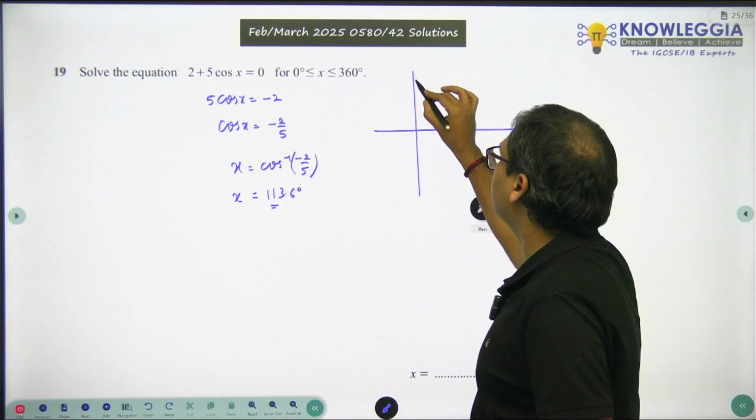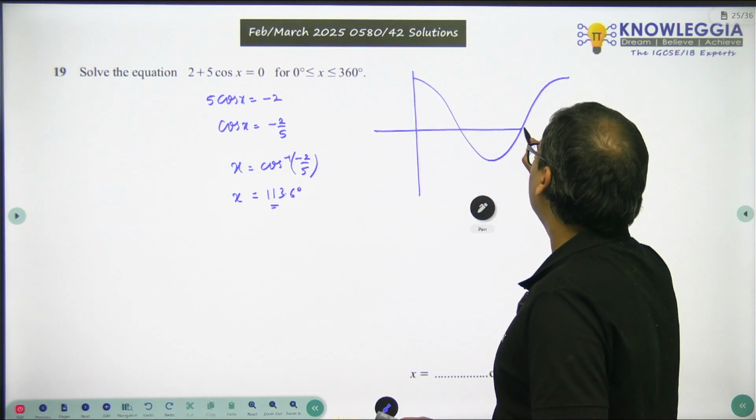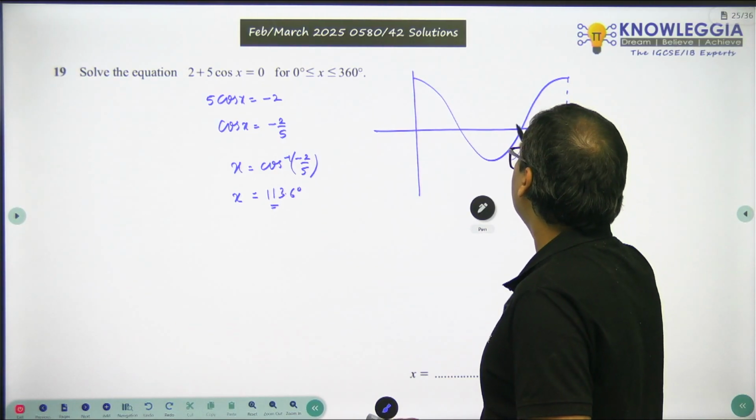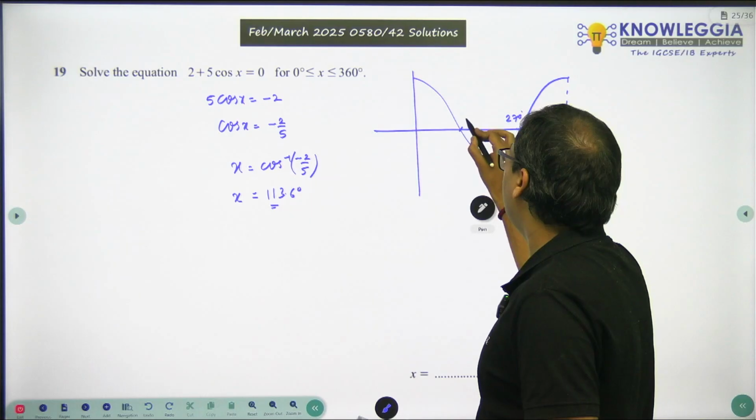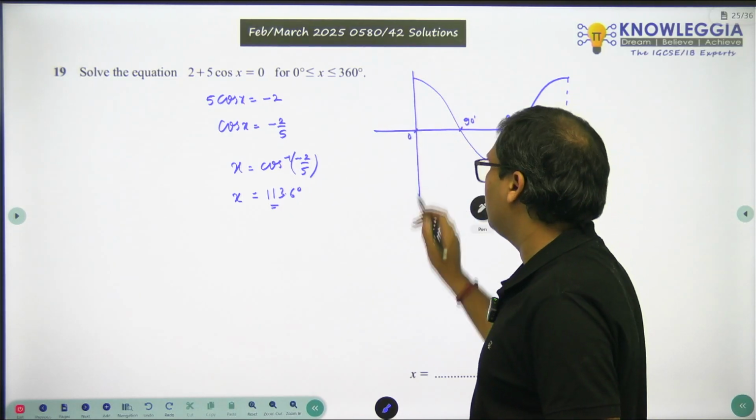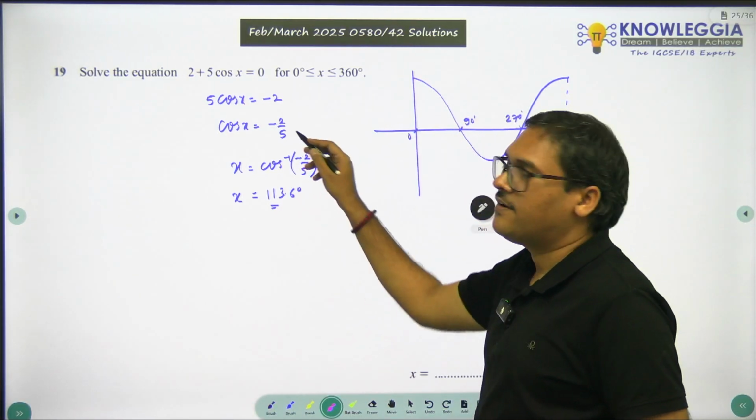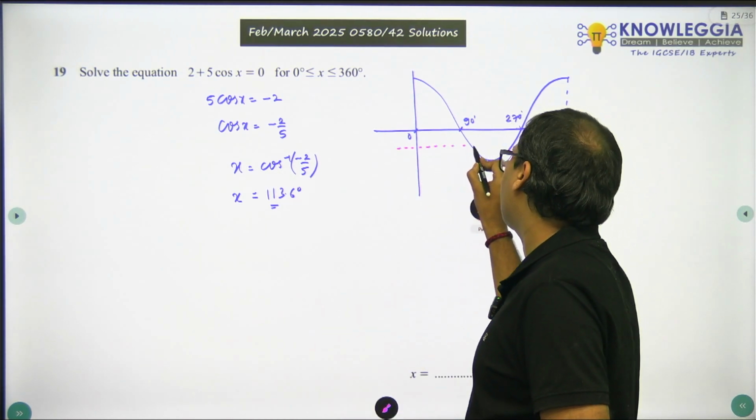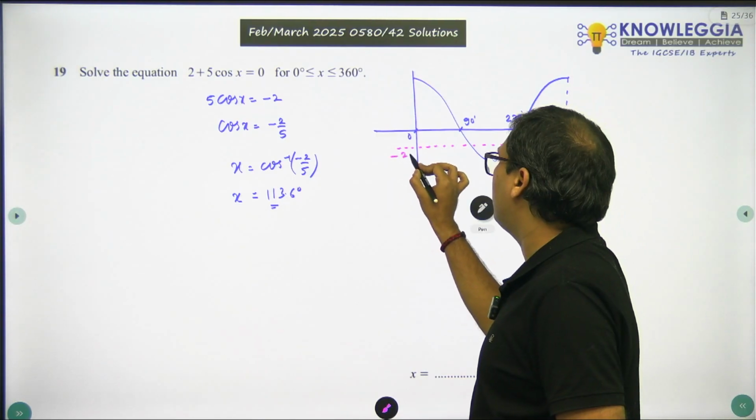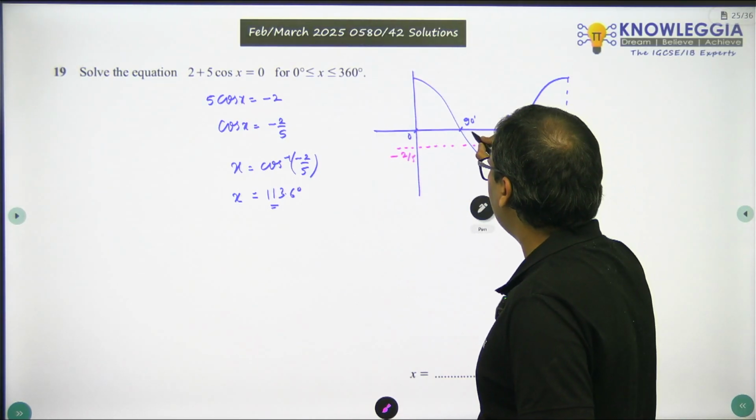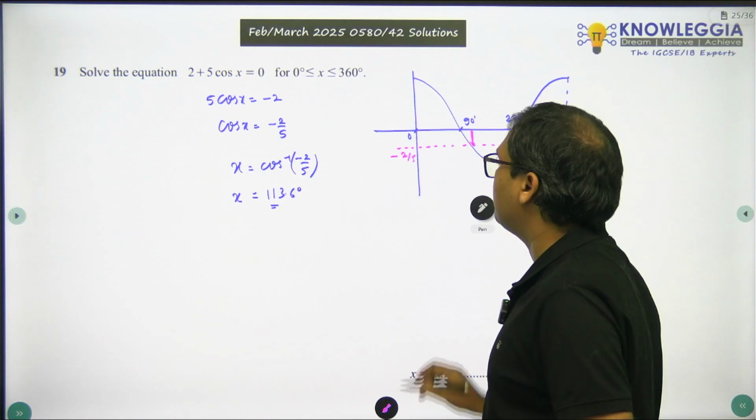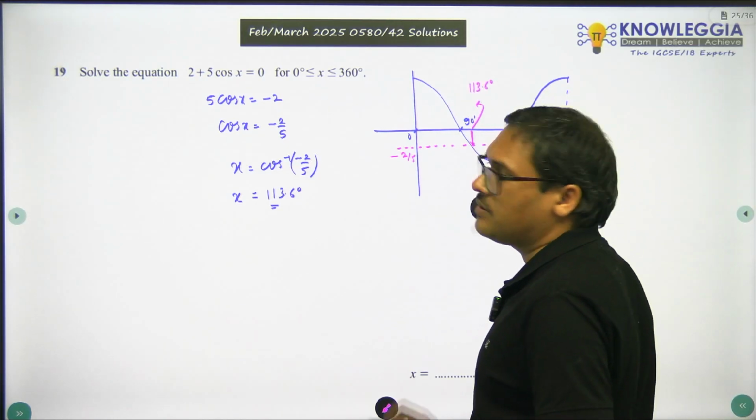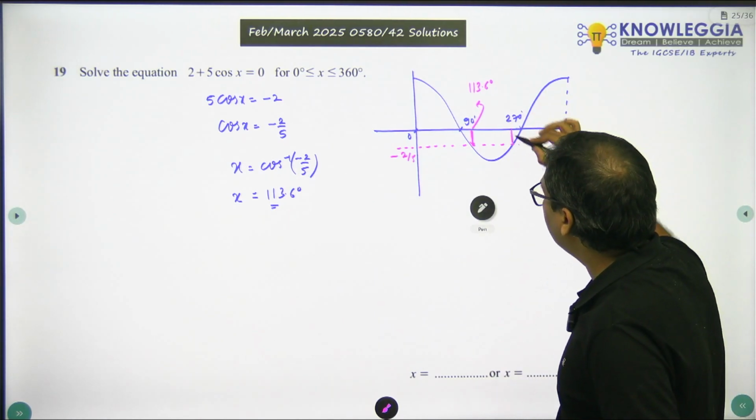Because if you draw the cos x graph like this, this is the cos x graph. This is 360 degrees. This is 270. This is 90. And this is 0. So corresponding to minus 2 by 5, which is minus 0.4, this is somewhere here, a negative value. So what you have got is this value. This angle is 113.6 degrees. But you should get two answers because there is another answer which is possible.